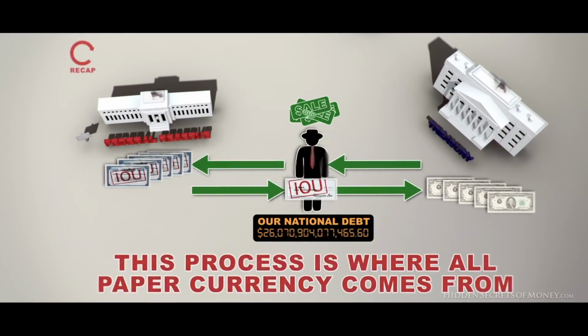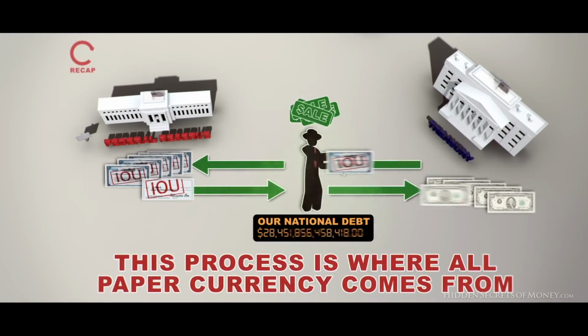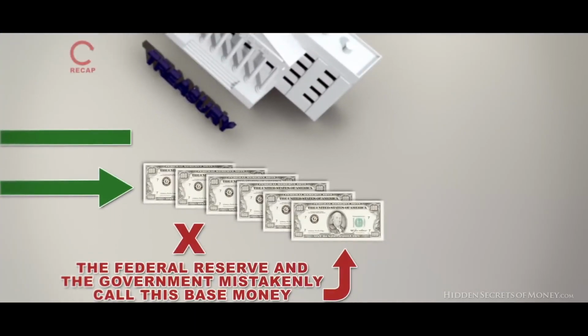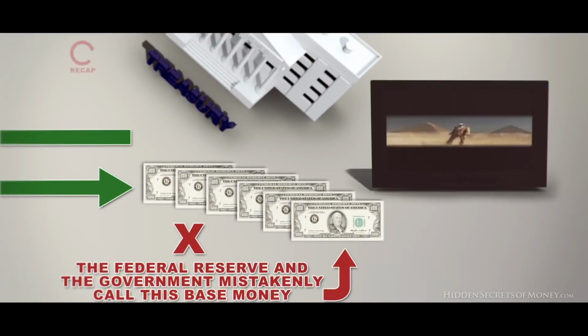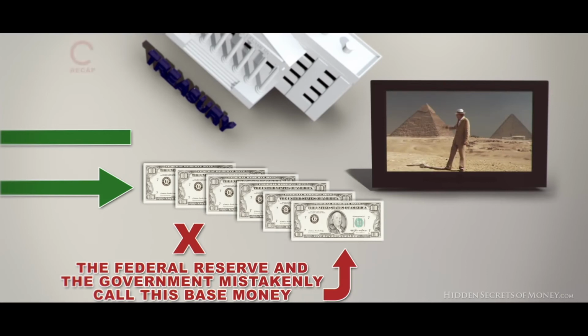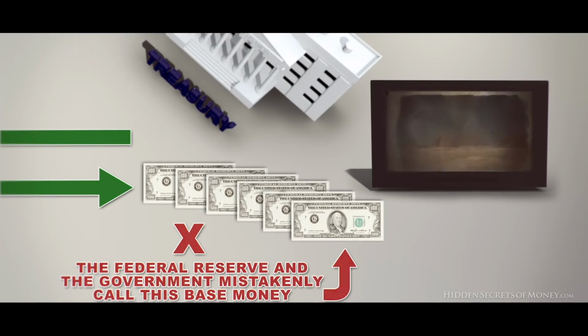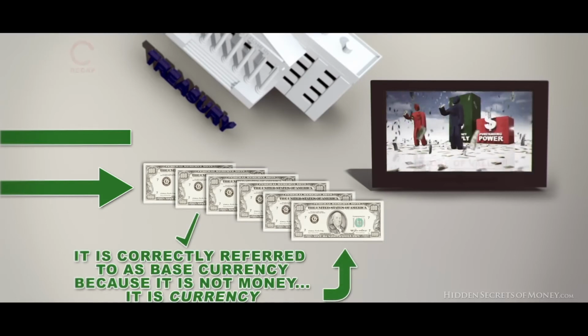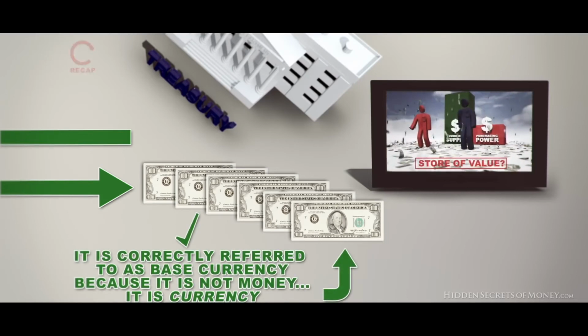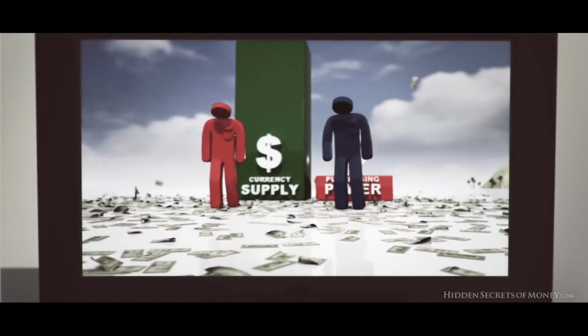This process is also where all paper currency comes from. The Federal Reserve and the government mistakenly call it base money because they didn't watch Episode 1 of this series and they don't know the difference between money and currency. But I will correctly refer to it as base currency because it is not money. It is currency, and as we've learned, there is a big difference.